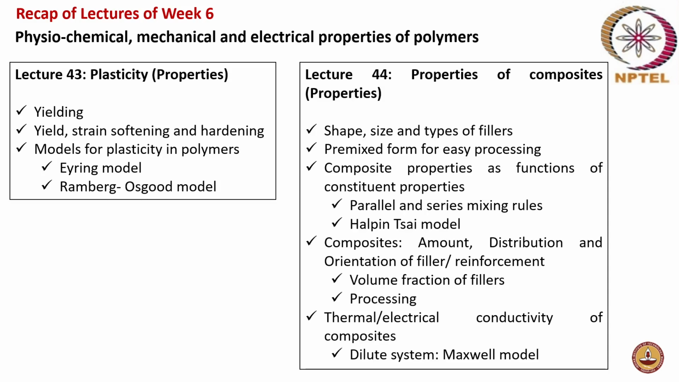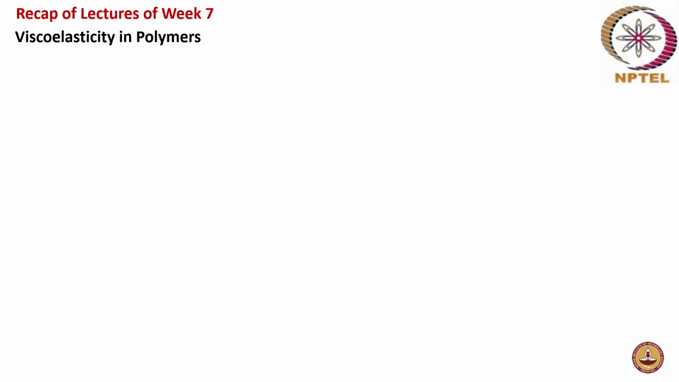Lecture 44 was on properties of composites. So the shape, size, and type of fillers. How a premixed form is easy for processing. And then the composite properties as a function of constituent properties, the parallel and series mixing rules, and the Halpin-Tsai model were discussed. And then how the amount, distribution, and orientation of fillers and reinforcement play a role, like the volume fraction of fillers, and how it affects the processing, thermal or electrical conductivity of composites. There was a discussion on dilute systems. The Maxwell model was discussed.